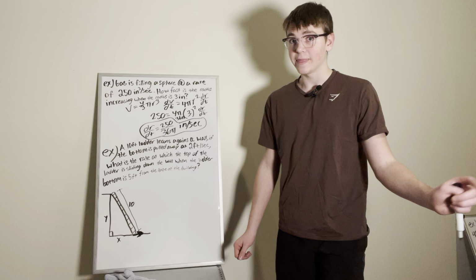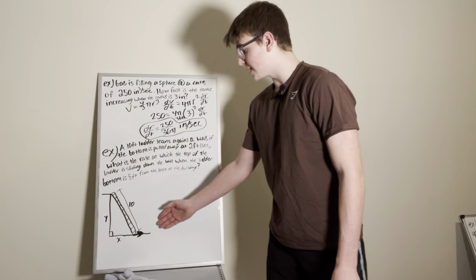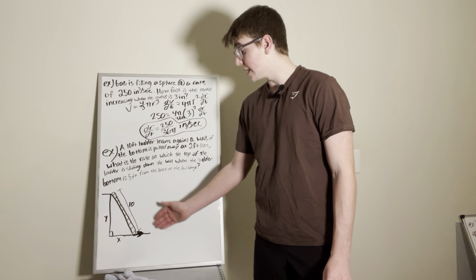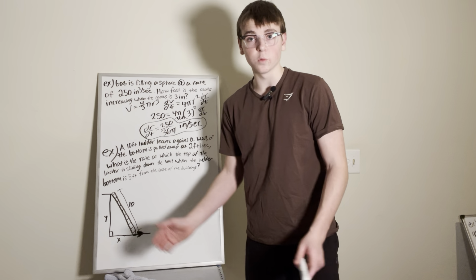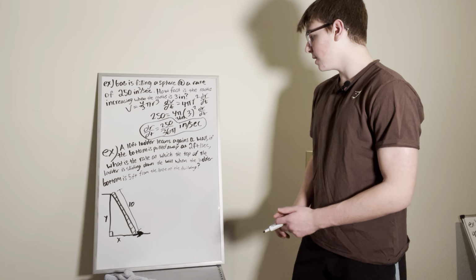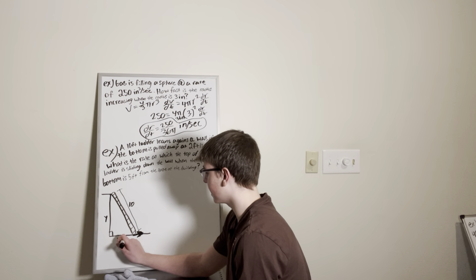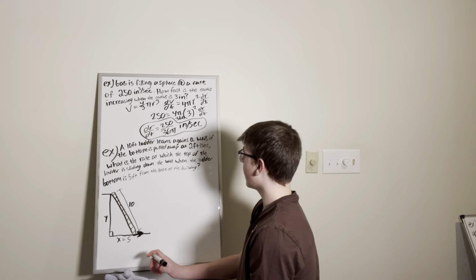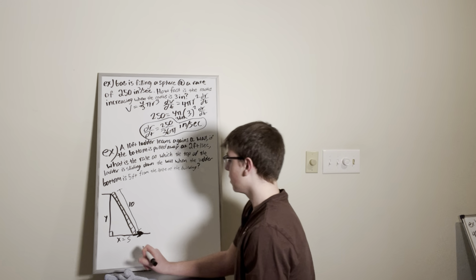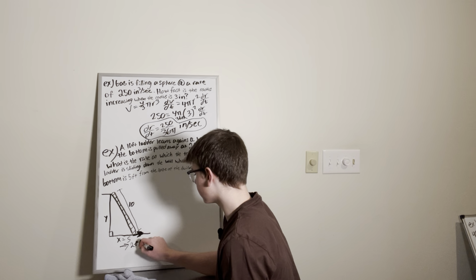Wow, that's a lot, right? Here's our little diagram. There is a 10-foot ladder leaning against a wall. The wall is y feet high, and the ladder is x feet away. We're given that x is 5 feet from the base of the building, so I'll put x equals 5, and we're given that dx over dt is 2 feet per second.